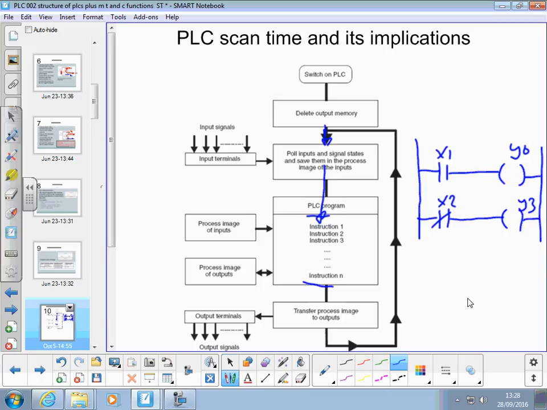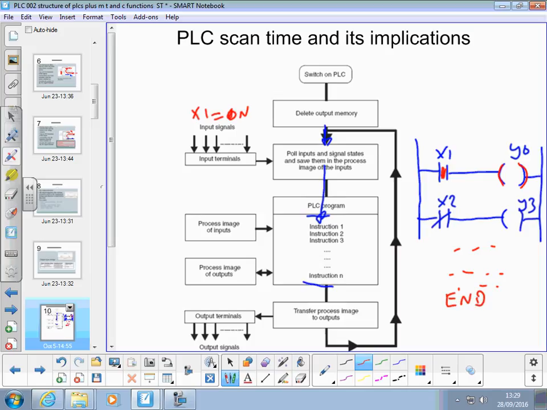Y3, like that. What it does is, first thing, it says, look at X1. Is X1 off or on? Let's, for argument's sake, imagine that at this point X1 was on. So it looks at that and says, oh, that's on, I've got to turn this on. So it stores the fact that output 0 has got to be turned on, but it doesn't do it yet. It then goes through to the next line of the program. Is this one on? No, so don't turn that on. It then goes through all your other steps of your program until it finds an end.